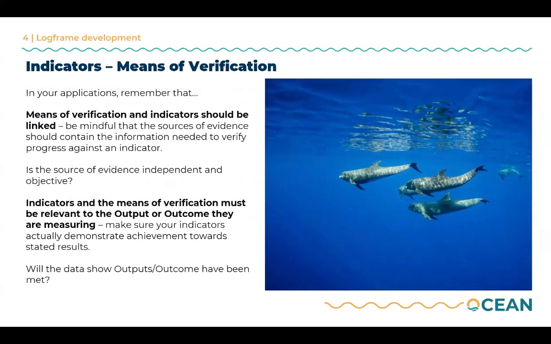So just remember that the means of verification and the indicators need to be linked. We sometimes see applications where it seems to be a completely irrelevant data source next to the indicator. So make sure that what you're putting actually can help you measure that indicator, and try to be independent and objective. And make sure that they're actually relevant to the output and outcome. It's really important that your indicators actually help to measure that output or outcome, and aren't unrelated. They'll need to show that your outputs and outcome have been met.